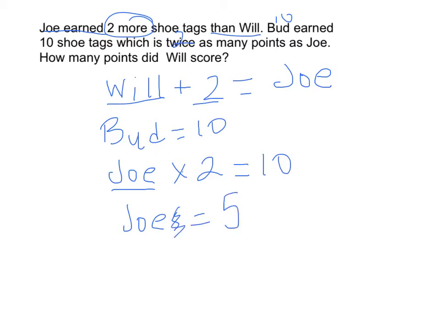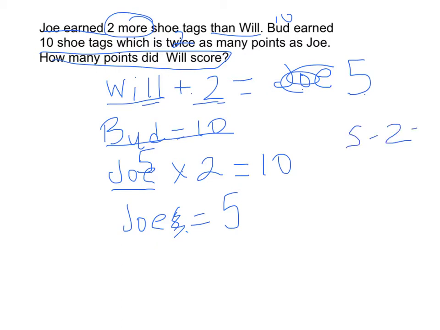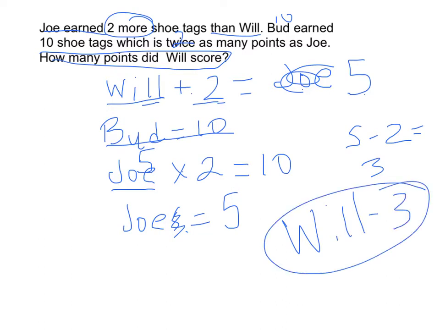Now, how many points did Will score? Okay, well I know Joe is 5 because 5 times 2 is 10. I know Bud is 10. Joe over here, oh look, right here that Joe is going to be written 5. So Will plus 2 equals 5. What plus 2 equals 5? Well, 5 minus 2 equals 3. So Will earned 3. And we did that through process of elimination.